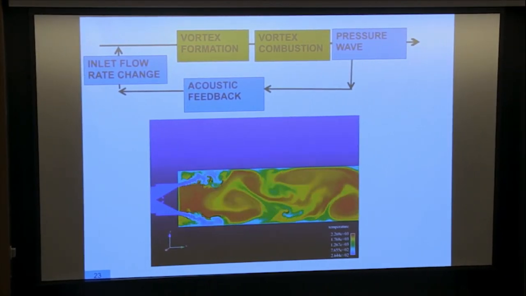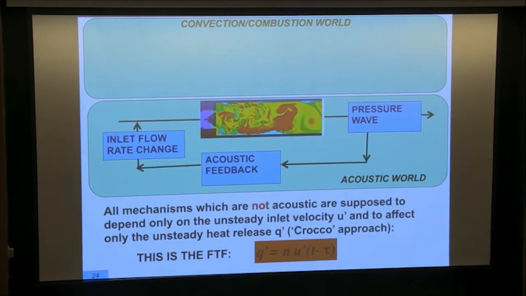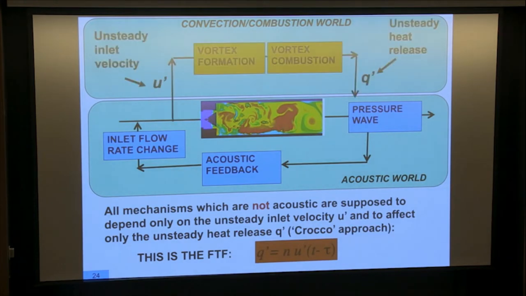So the flame transfer function quantifies how much unsteady combustion will respond to a perturbation of the inlet flow rate. Now, this can be formalized in different ways, but for us, it really means that we are now cutting our problem in two. Everything which is acoustic, we keep in what we call the acoustic world. That means the pressure wave doing an acoustic feedback, creating another flow rate, all this is acoustic. And everything which is not acoustic, the fact that you create a vortex, that you have combustion, this is all in the combustion world, which we replace completely by Q prime equals a function of U prime. That's what we call the FTF.